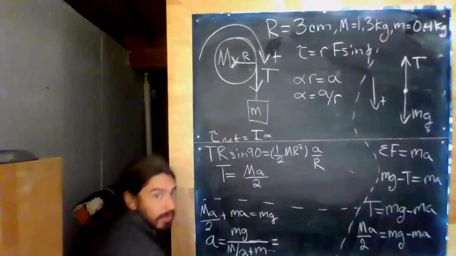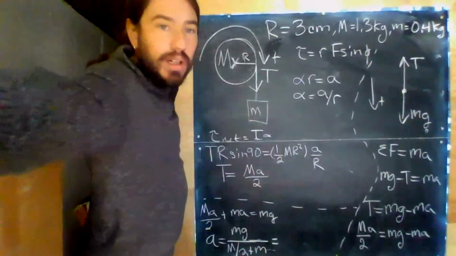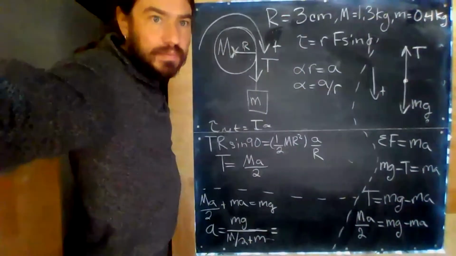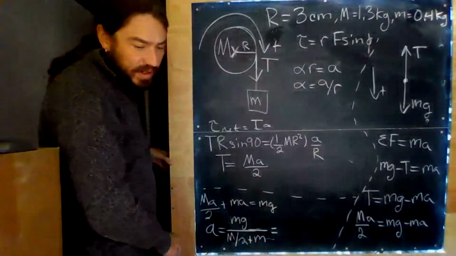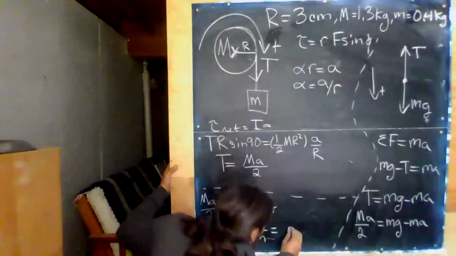And I can plug in my numbers, right? I know everything here, so I can just plug in my numbers, and I get an answer, which is 3.73 meters per second squared.